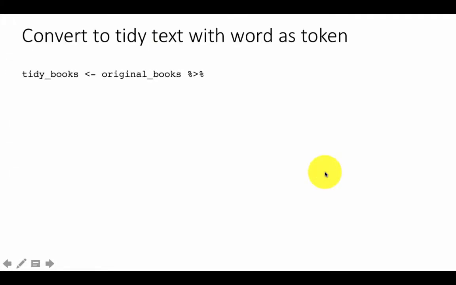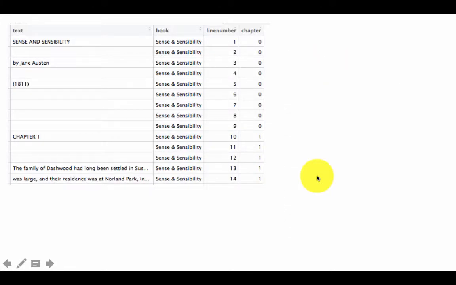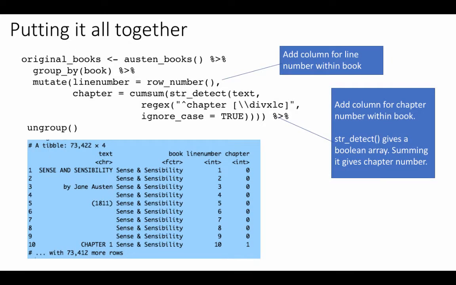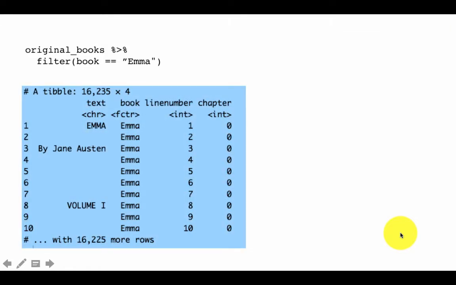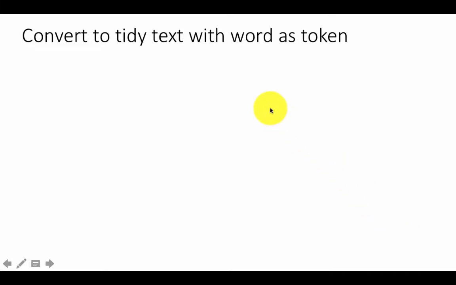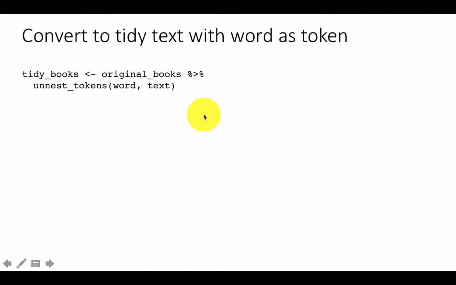So going from here to here is going to be really simple, and we know how to do that already. So you've got original books, which is what we created right here, where we took the books and added line numbers and chapter numbers. That's what is called original books. This is just where we were testing it out and making sure that everything was good. So we say original books and unnest tokens. Done.